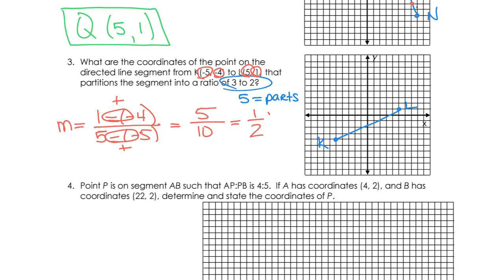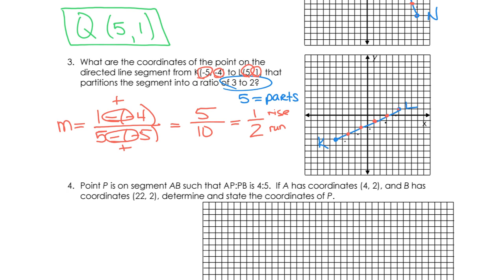And so 1 is my rise, and 2 is my run. And so in order to rise 1, I have to start at K so that I can rise 1 and run 2. Rise 1, run 2. Rise 1, run 2. Rise 1, run 2. Rise 1, run 2. And I end up right on L, so that tells me I did a good job with my slope. Now to make sure that it's 5 equal parts, there's 1, 2, 3, 4, 5 equal line segments.